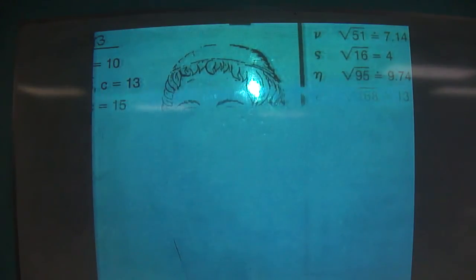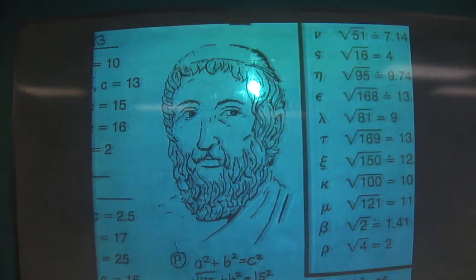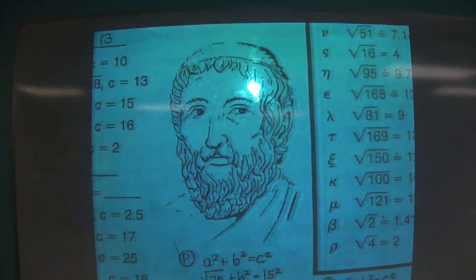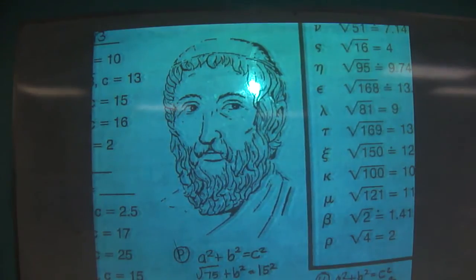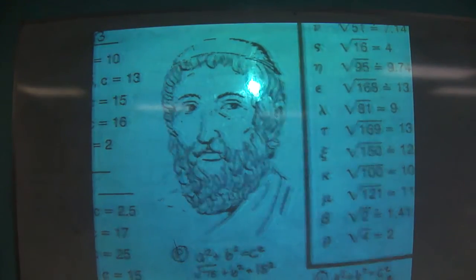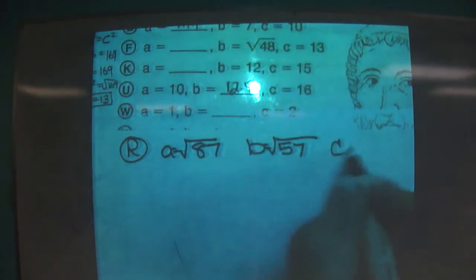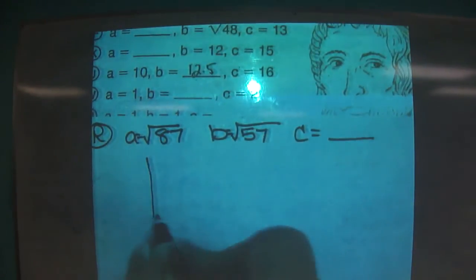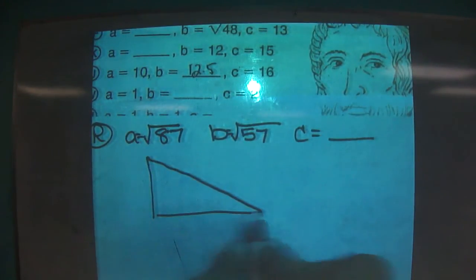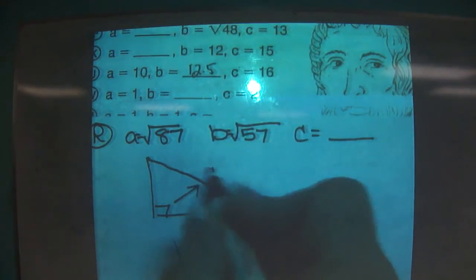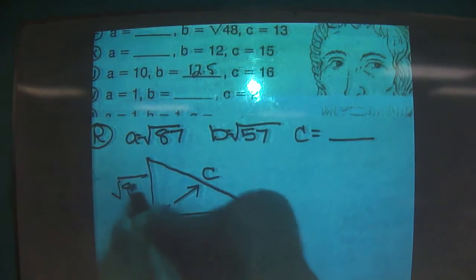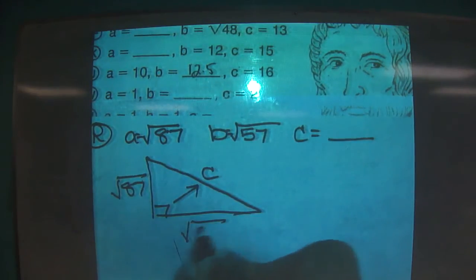So we have some that are missing B's, some that are missing C's, some that are missing A's. Let's do one like R, where A is root 87, B is root 57, and C is our unknown. Okay? So let's draw a right triangle. We don't know C, but we know A is root 87, B is root 57.